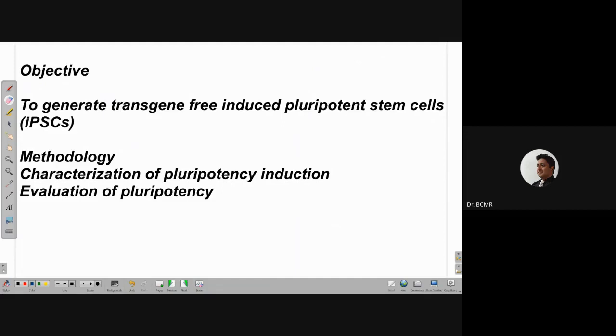So I will continue from where I left and intend to finish this paper today. I hope you remember that we are trying to read a paper on the generation of induced pluripotent stem cells, which should be transgene free, right? So the objective is to generate transgene free induced pluripotent stem cells.